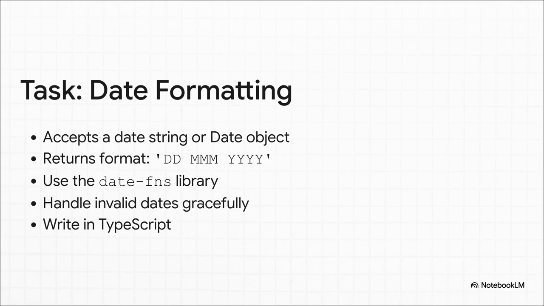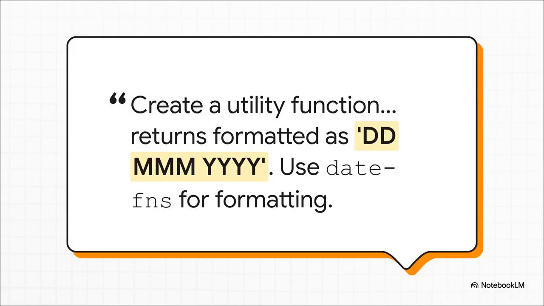Once again, specificity is everything. We define the inputs, the exact output format we want, the specific library to use, and the need to handle bad data gracefully. The prompt is short, sweet, and leaves absolutely no room for interpretation. By specifying the library and the error handling, we're making sure the code we get back is not only correct, but also robust and fits right in with our project's other dependencies.